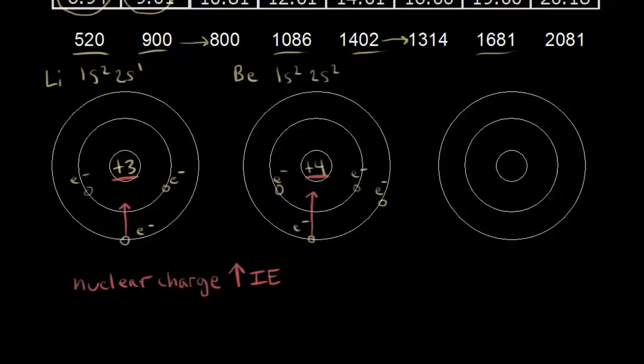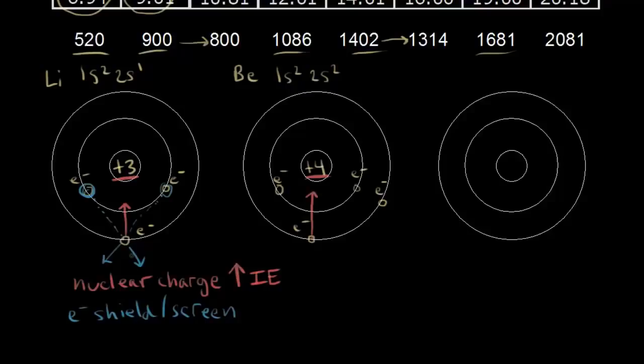Next, let's think about electron shielding or electron screening. The idea is that inner shell electrons will screen the outer electron from the effect of the nucleus. So if we look at lithium, this electron right here is going to repel this outer electron, and this electron over here on the right is also going to repel this electron. So they shield that outer electron from the pull of the nucleus. They screen it from the positive charge.